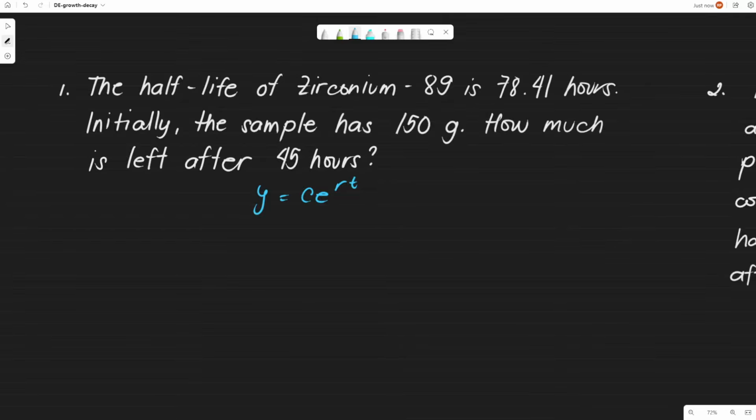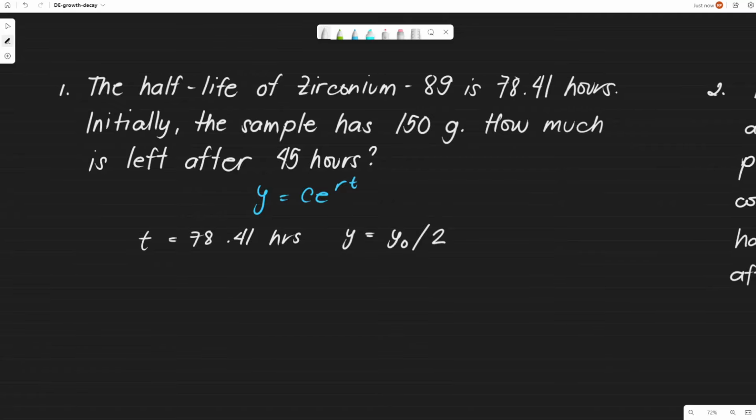The problem says the half-life of zirconium 89 is 78.41 hours. Obviously we have hours, so this is time. So at t is equal to 78.41 hours, y is equal to y sub 0, our initial y, divided by 2, because it is half-life. Do you get the term half-life? Half. So at 78.41 hours, our zirconium 89 will be halved.